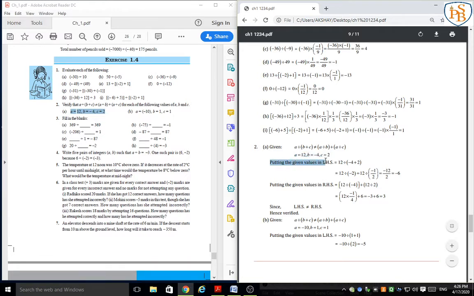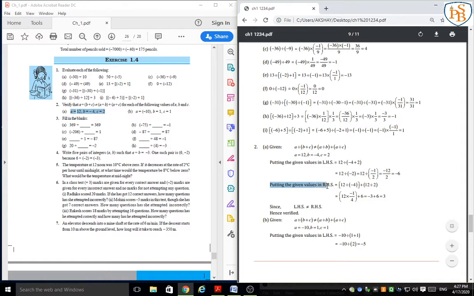Putting the given values in the left hand side, that is 12 divided by, in bracket, -4 plus 2, is equal to 12 divided by, in bracket, -2. So the answer will become -6.